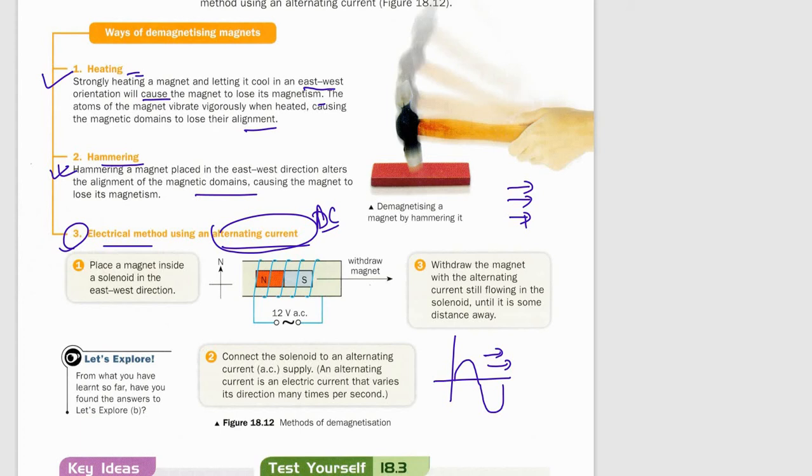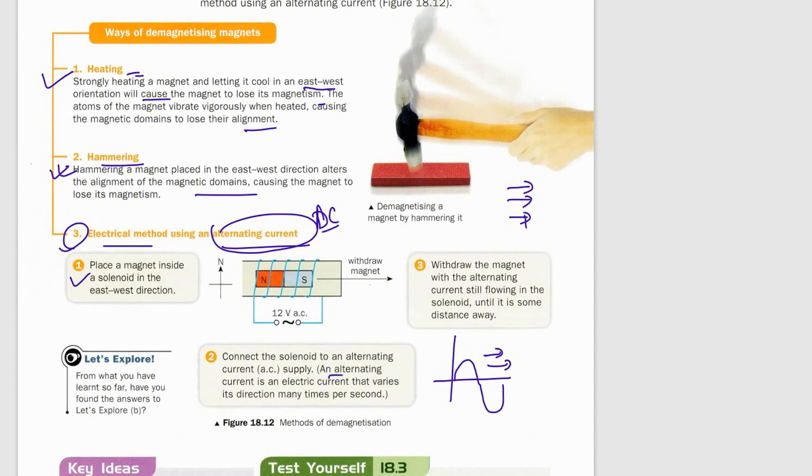So let's see the step by step process. First, place a magnet inside a solenoid in the east-west direction. All the demagnetization process we have to do in the east-west direction, very clearly. It will make sure that the magnet completely loses its orientation, which naturally they try to organize in the north-south direction. Now you provide the alternating current.